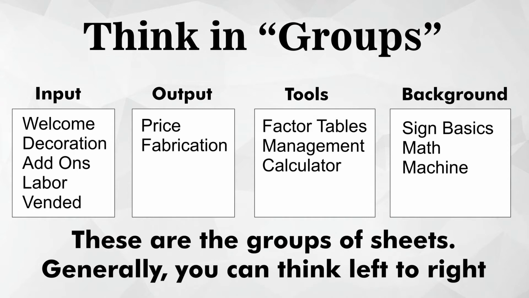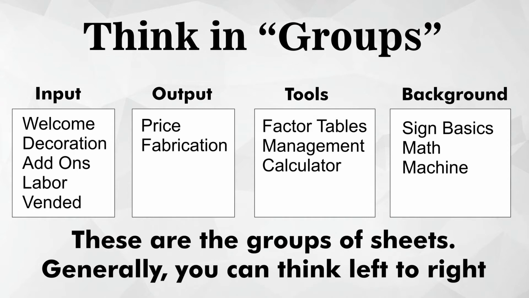The first group is an input group. The first 5 sheets are in this group. The next 2 are output. Then your tools and background sheets you don't even need to worry about. That's where the program does its thinking, its math. These are the groups of sheets, and generally you think from left to right. Let me go over them again.